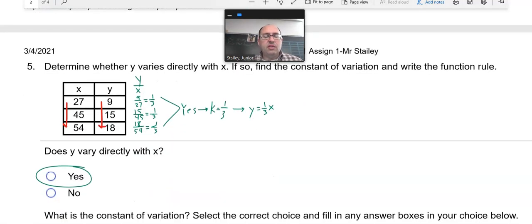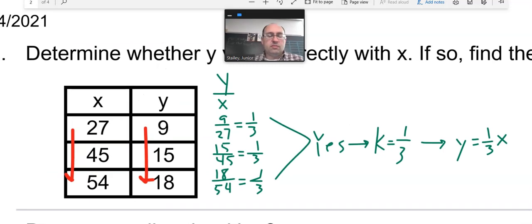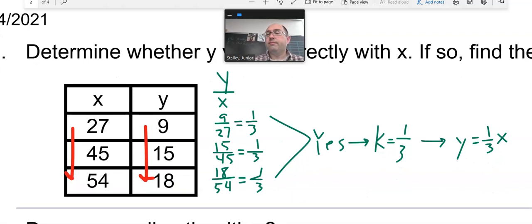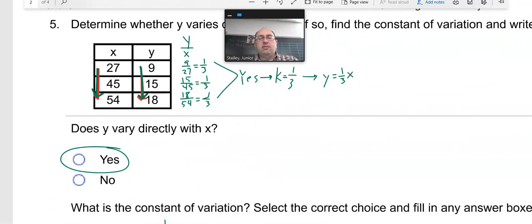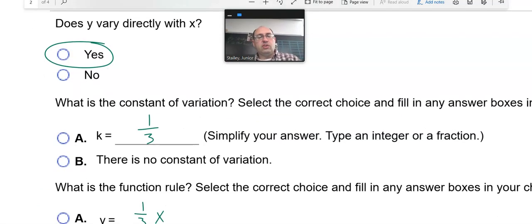Question 5. Another table. So, I can see that as the x values are getting bigger, so are the y values. Possible direct variation. Okay, so 9 over 27, 15 over 45, 18 over 54. Oh, gives me 1/3. Ding, ding, ding. I got a yes. K is equal to 1/3. And that's the equation y equals 1/3 x, which are the answers to my 3 questions.